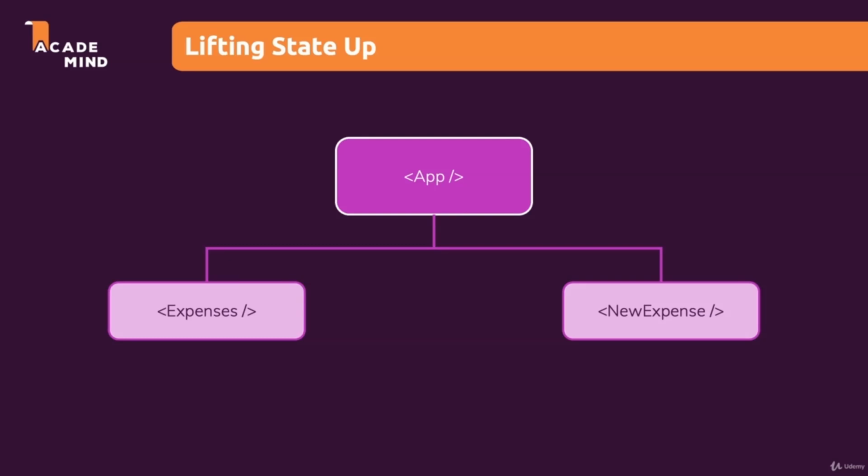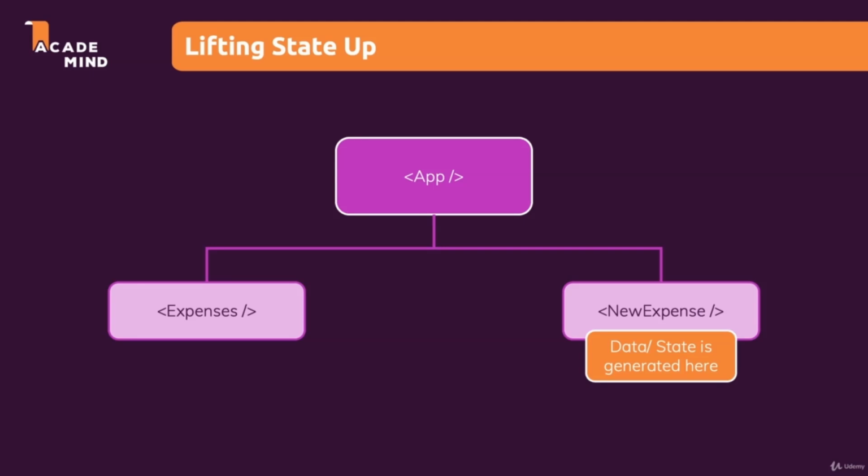Consider this basic component tree, which is roughly what we have in this demo application, where we have an app component, which in turn renders an expenses and a new expense component. Now, in this case, the new expense component is a component which generates some data, some state. In our example application, we are fetching some user input here.